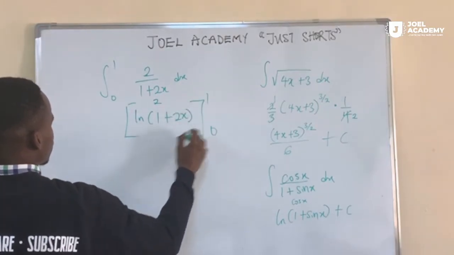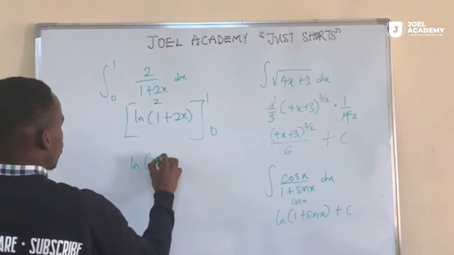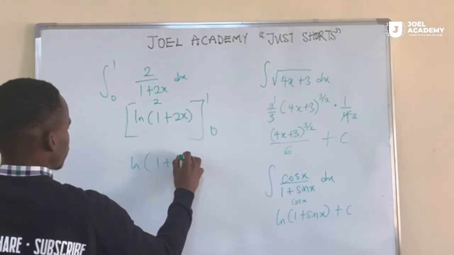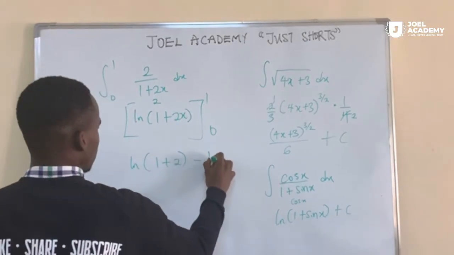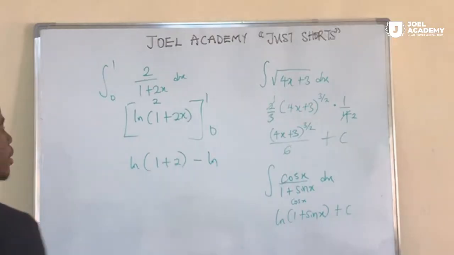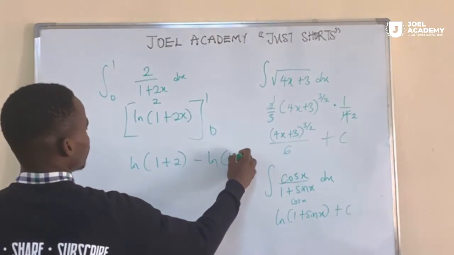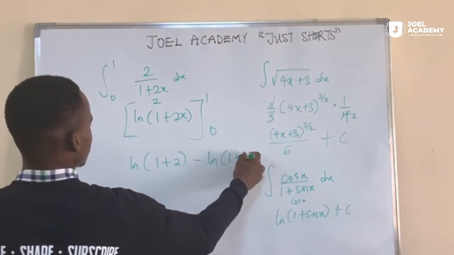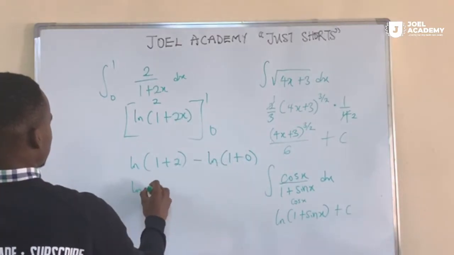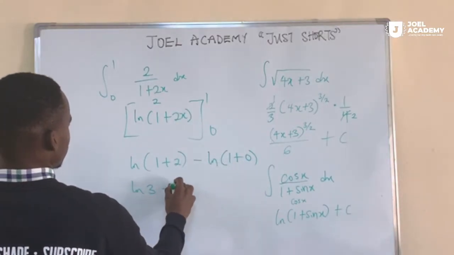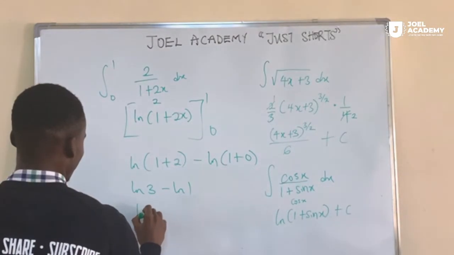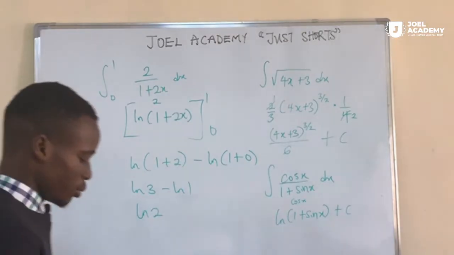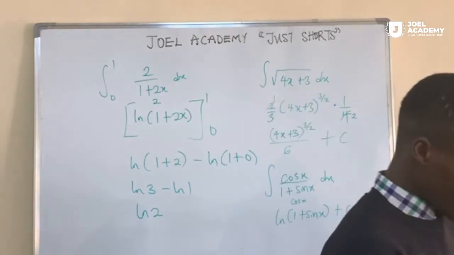Upper limit 1 and lower limit 0. So what we're having is ln of 1 plus 2 times 1, which is 3, right? Yeah. Minus ln of 1 plus 2 times 0, which is 1, right? So ln 3 minus ln 1. It should give us what? So this is what my students say, ln 2. So we'll be moving over to another question.